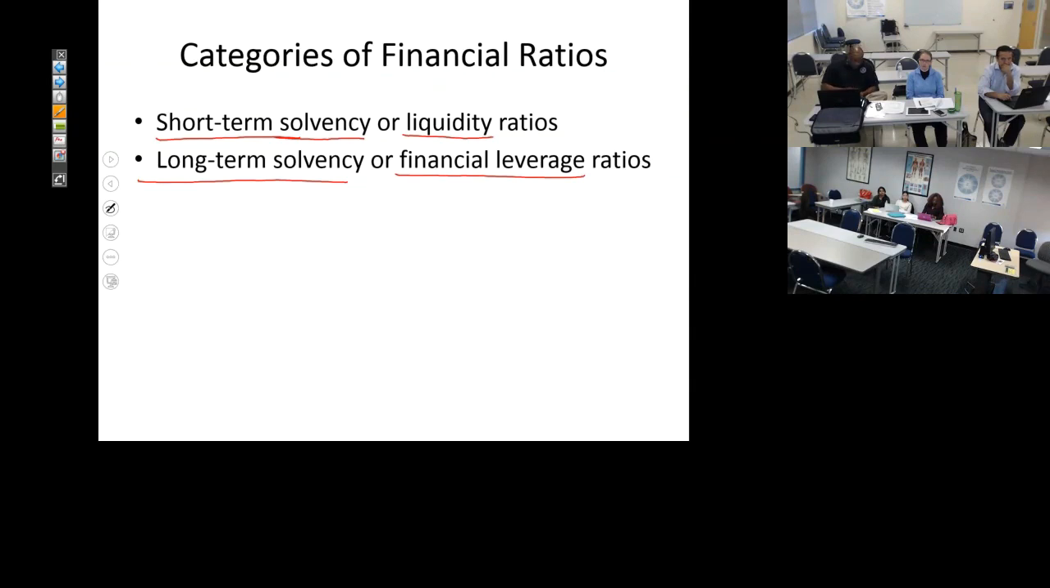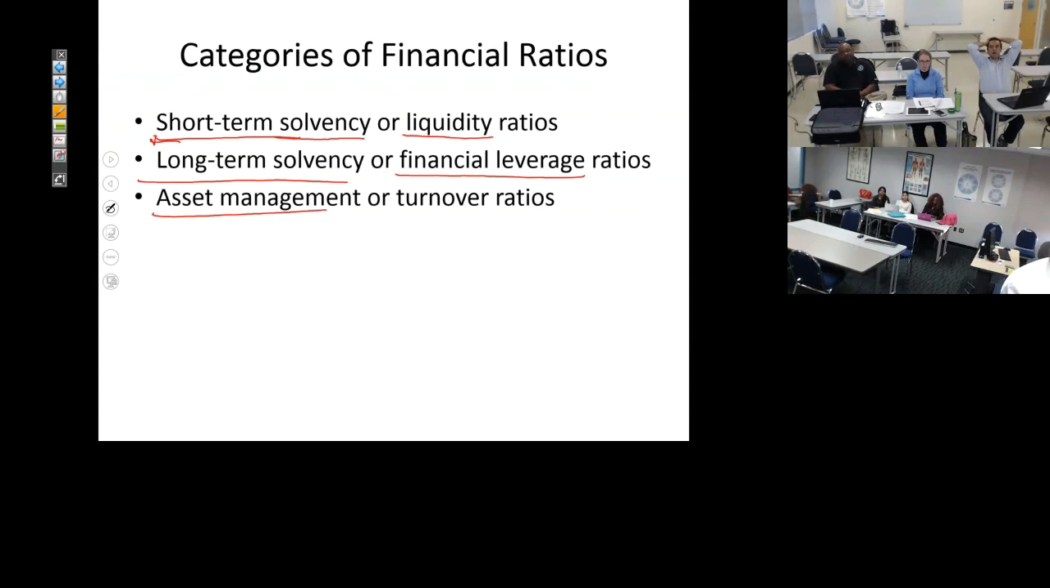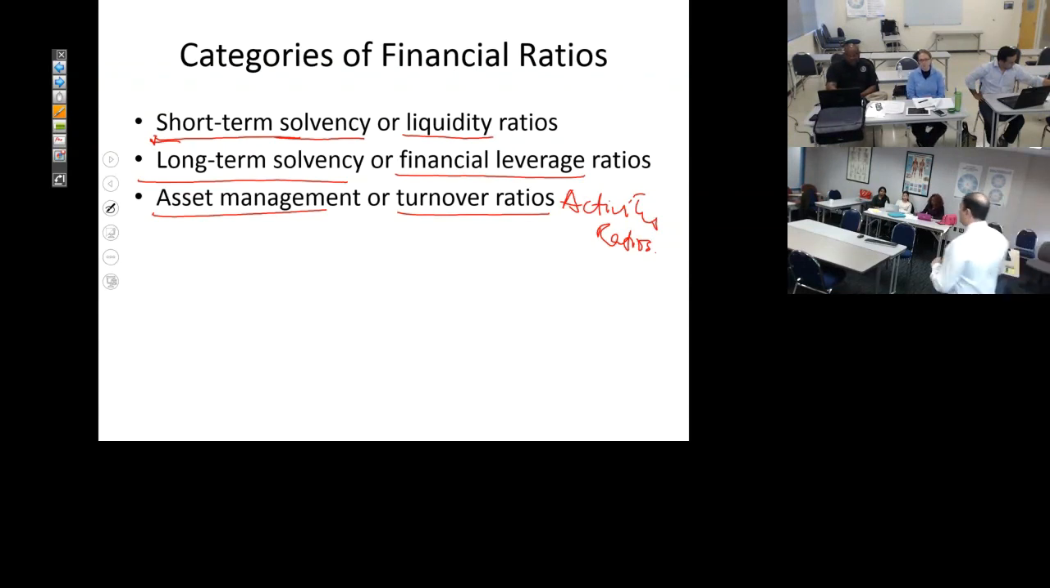So a company may be good, it has good cash in the short term, its short-term liabilities are okay, but in the long term it may be in trouble. We will look into that. And then the third category is what we call the asset management ratios. Sometimes we also call these turnover ratios, or you may also call them activity ratios, or you may call them operating ratios if you want to. Okay, now what does that mean? These ratios will tell us how efficiently the company manages its assets.